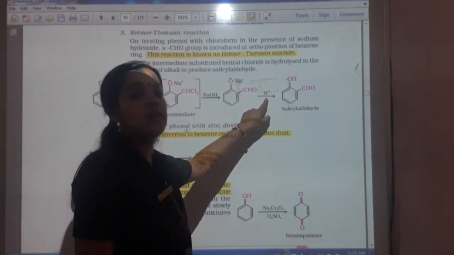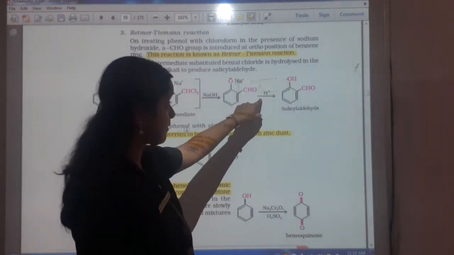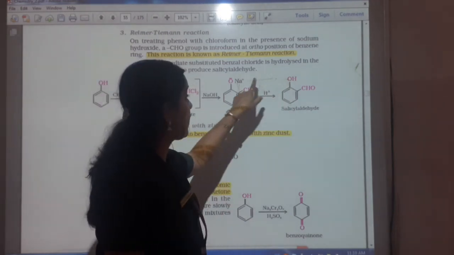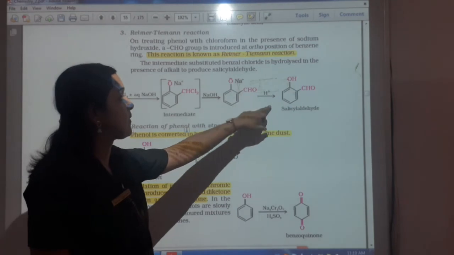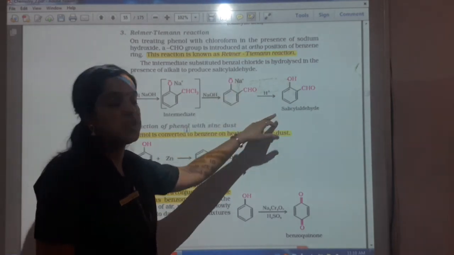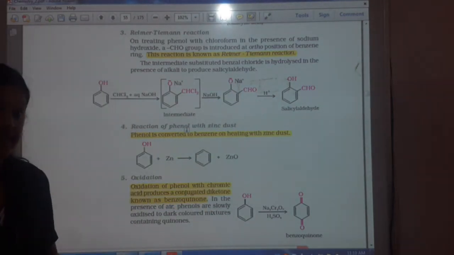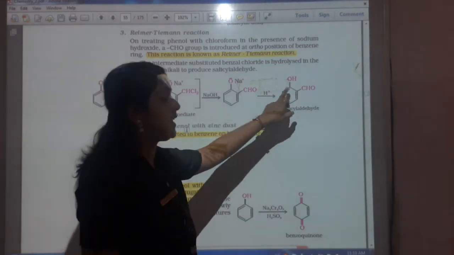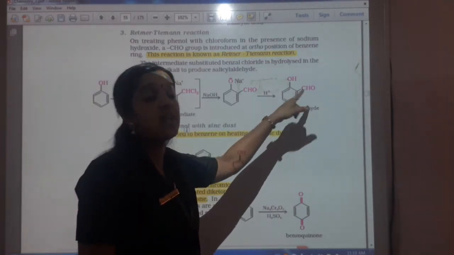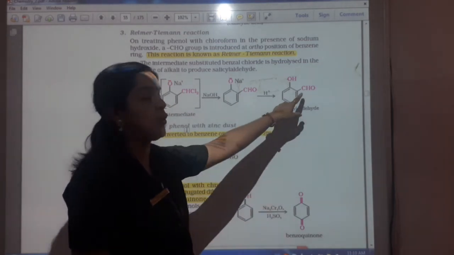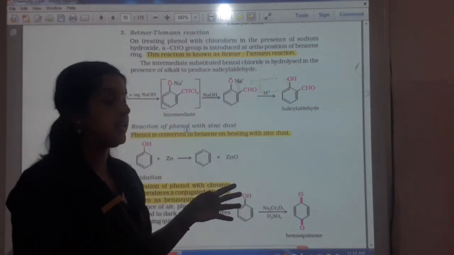Now this, on treating with an acid H+, you get OH, and this becomes CH2, same. Just ONa is getting hydrogen substituted. So which we call salicylaldehyde, an aldehyde compound in phenol, salicylaldehyde. If you have COOH here, salicylic acid. If you have an aldehyde here, salicylaldehyde.